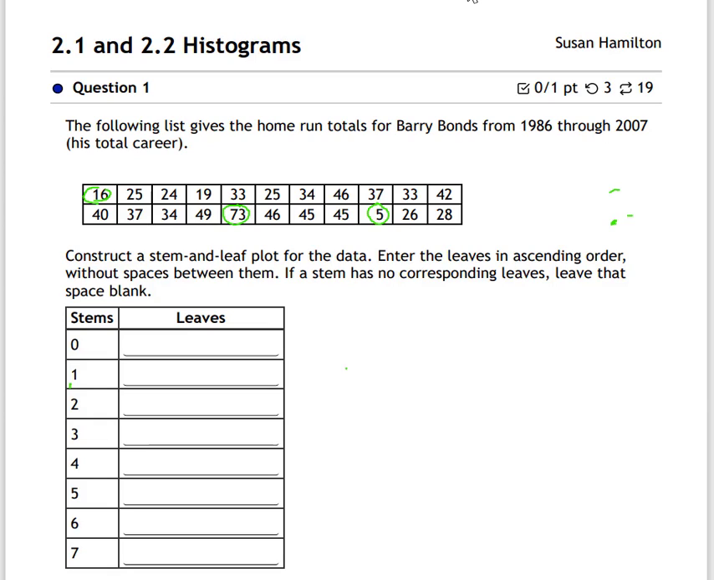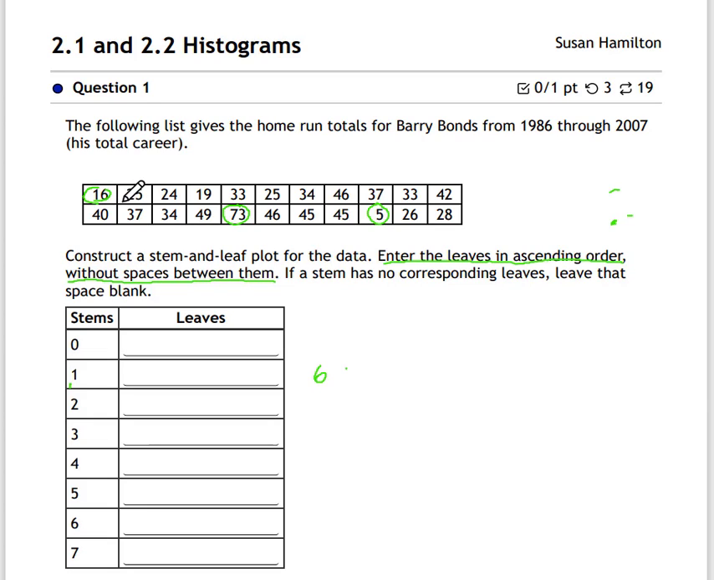I'm actually going to write these over here right now because we have to enter our leaves in ascending order. That means smallest to largest. And we're also asked to do it without spaces between them. Sometimes you'll see commas in between each of the data points in the leaves, sometimes spaces, and no spaces in this case. So we have to keep that in mind when we enter our answers. Now I'm going to write them. You're obviously going to be typing them in here. So we're just going to start filling in more of this data.